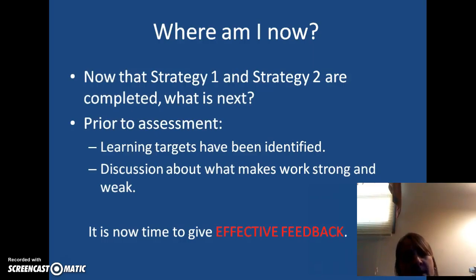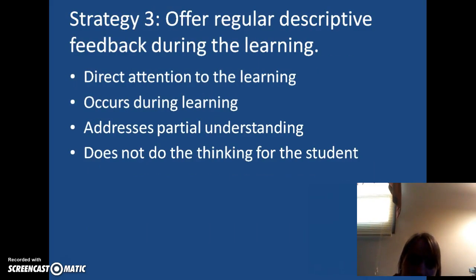Where am I now? Now that strategies 1 and 2 are completed, what is next? Prior to assessing, the learning targets have been identified, the discussion has been taking place about what is strong and what is weak. It is now time to give effective feedback to students.